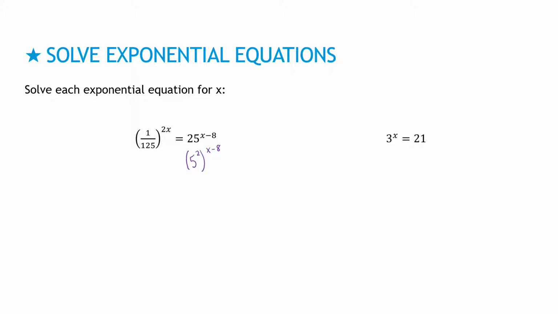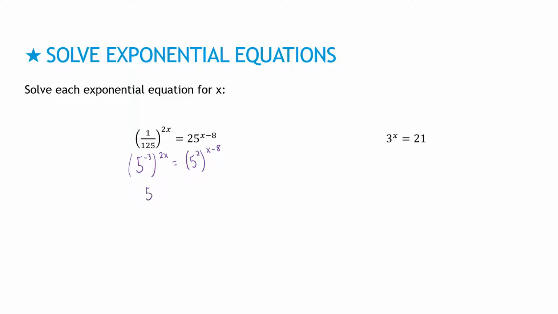5 times 3 is 125, but notice this isn't 125, it's 1 over 125. So instead of 5 to the third, I'm going to use 5 to the negative third. So that's how I'm going to start this question, by replacing those values with base 5 numbers.